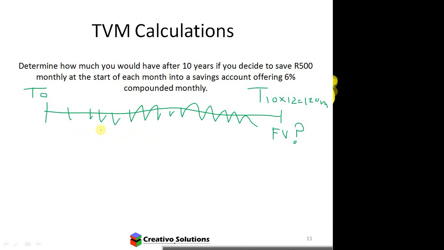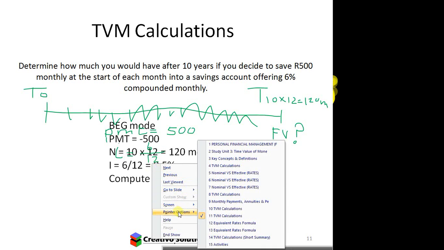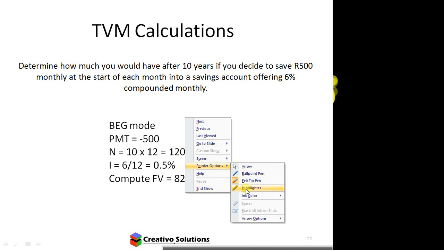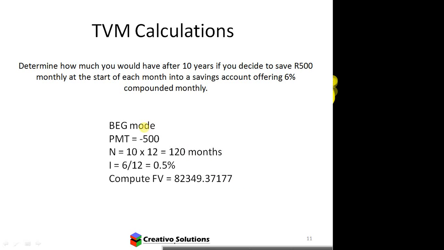120, exactly. Okay, and each of those will amount to 500. Okay, so there's your payment. What else were you given in the question? A rate. What is the rate? It's 6%. So N is 12. Yes. Okay, I is 6 over 12. Okay, so those are all your variables. Okay, you've drawn a diagram. Was this beginning or end? Oh, that's beginning. Why? What stands out?